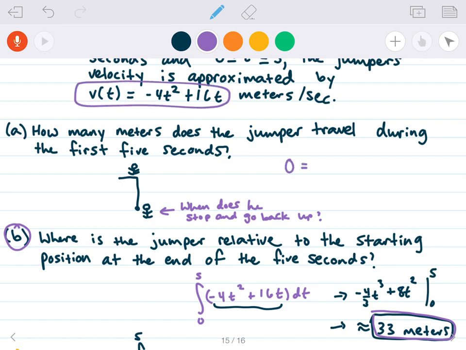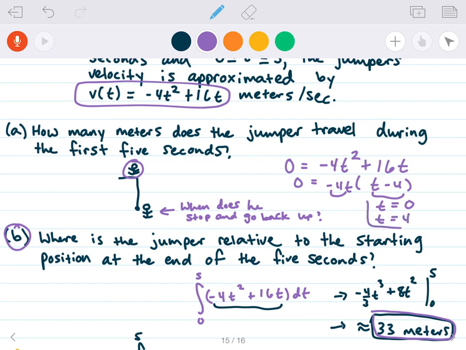So v of t equals 0, and we're trying to figure out what times that happens. So I have this equation right here, 0 equals negative 4t squared plus 16t. And what we can do is factor out a negative 4t. So I get t minus 4 equals 0. And so if I set these factors equal to 0, I've learned some information. I've learned that at 0 seconds, he has 0 velocity, which makes sense because he's just standing there. He's not moving. But also at t equals 4 seconds, he has 0 velocity. So that point in time is going to be 4 seconds, and then he starts going back up.